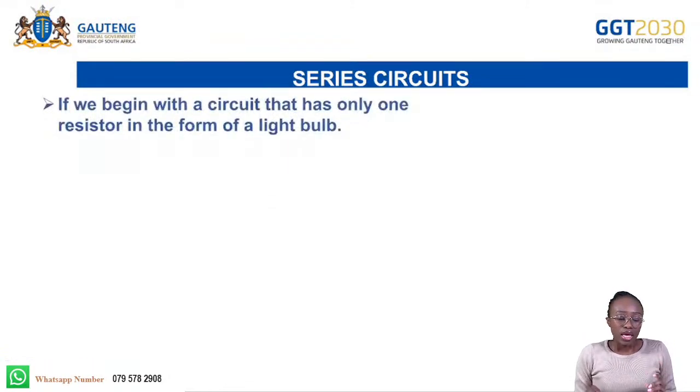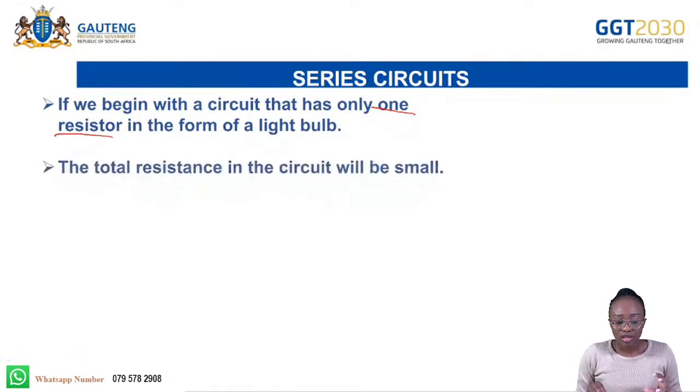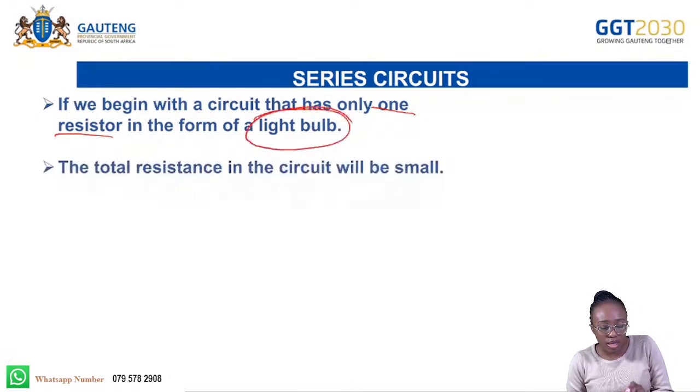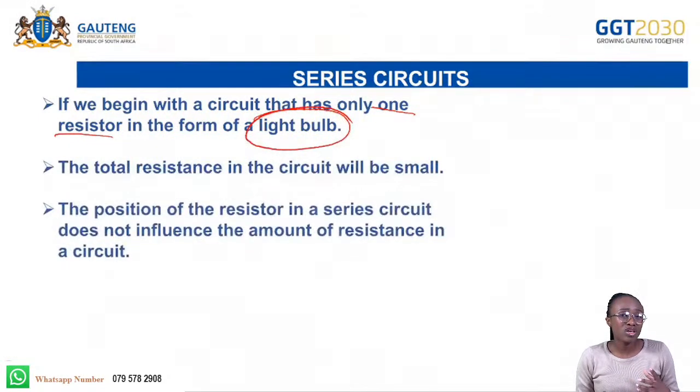Scenario: if we begin with a circuit that only has one resistor in the form of a light bulb. So in other terms, if we begin with a simple circuit, the total resistance is going to be small, because the only resistance that is being offered is by this one light bulb. So the one light bulb is the one that is offering resistance, so resistance is going to be relatively small.